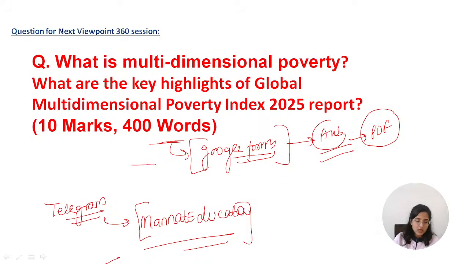Fine. For next week, I have this question related to multidimensional poverty, which is quite related to the static portion that we cover in your ESI classes.